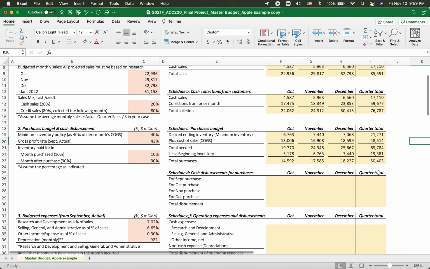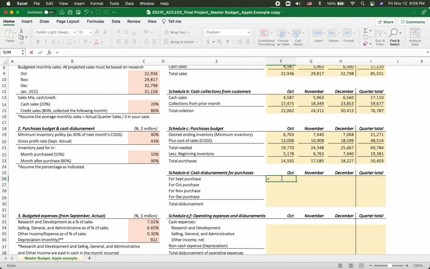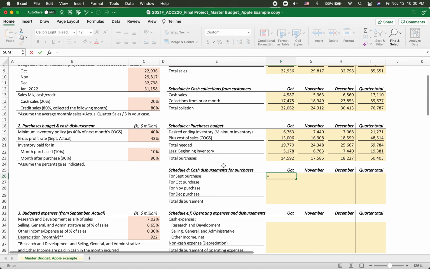Now let's move on to actual cash disbursement from this purchase. We have to start with the September purchase, because part of the September purchase is paid right in October. So where do we start here? On October, the September purchase, how much is that? Where is the September purchase amount? We don't have the September actual amount of the credit purchase. Where do you get it?